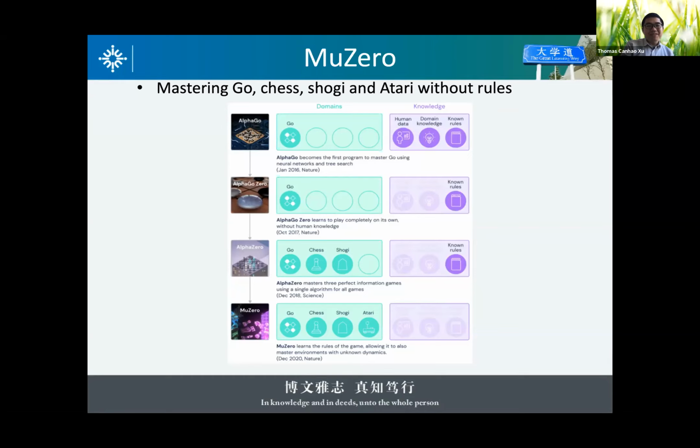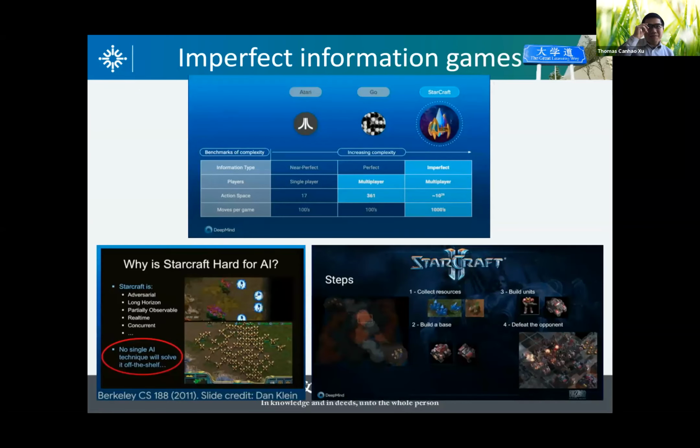But of course, since they are always improving this kind of algorithm, we can expect more in the future from their work. That's only the first step of the team working on machine learning, deep learning and reinforcement learning. But in fact, they didn't stop. They moved on to the so-called imperfect information games.